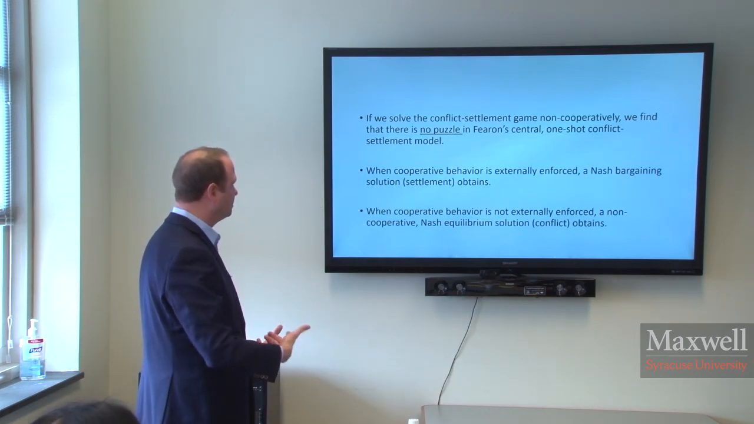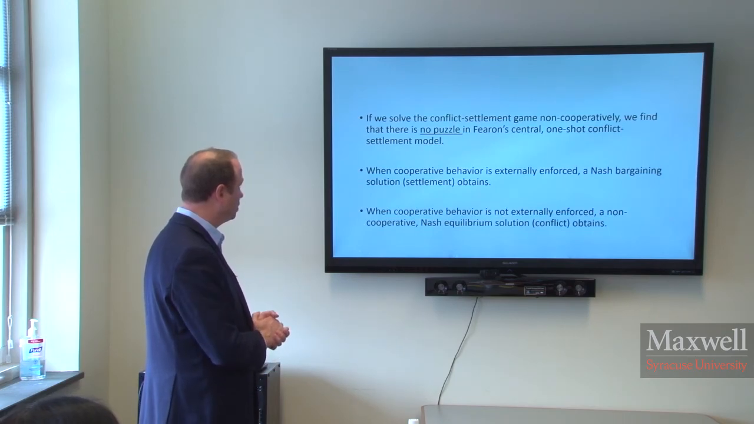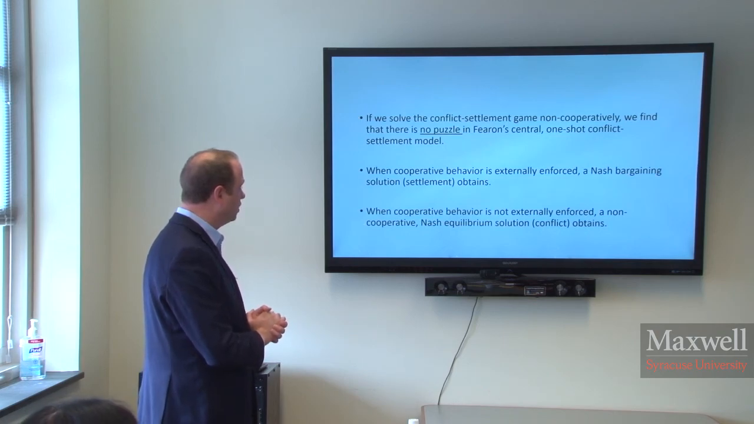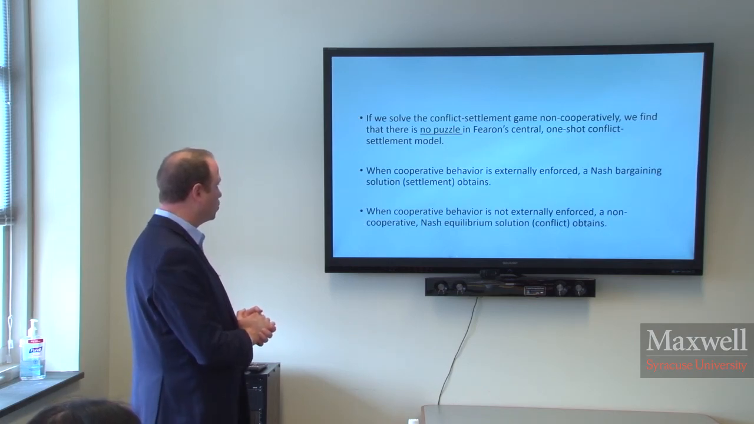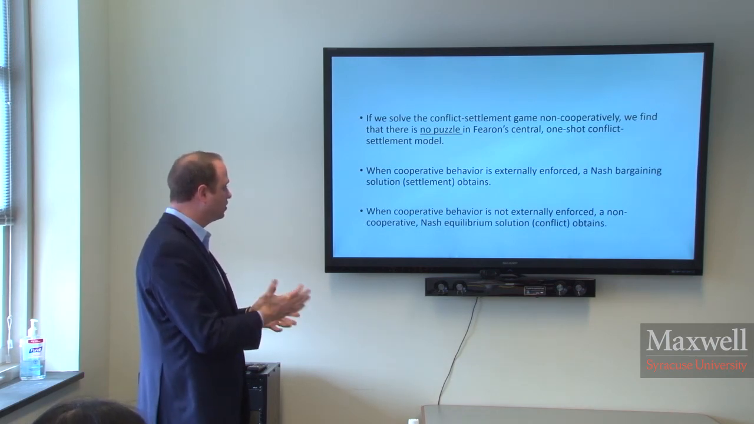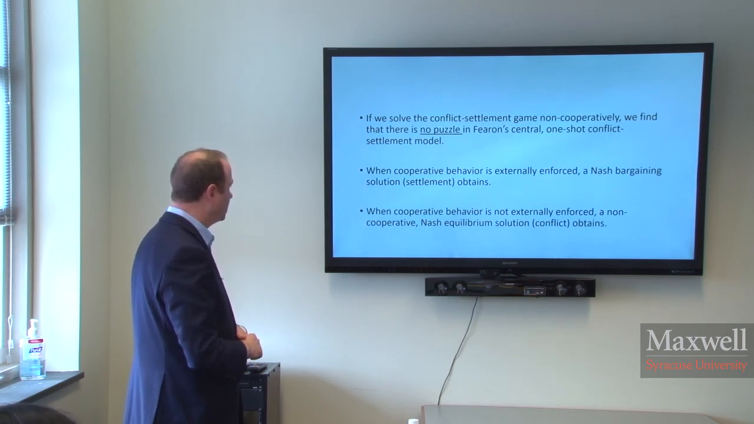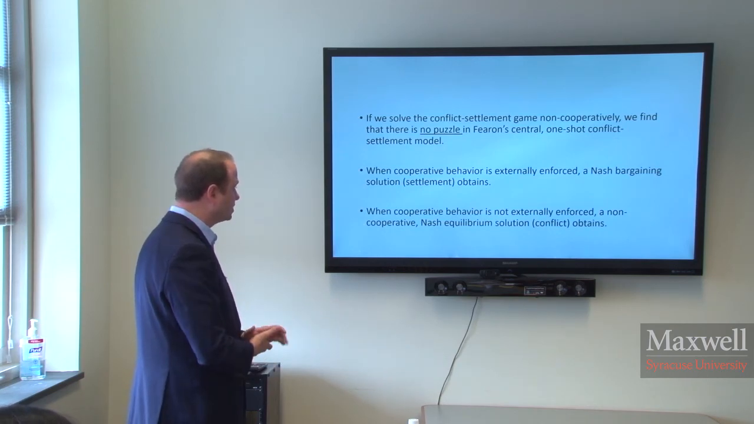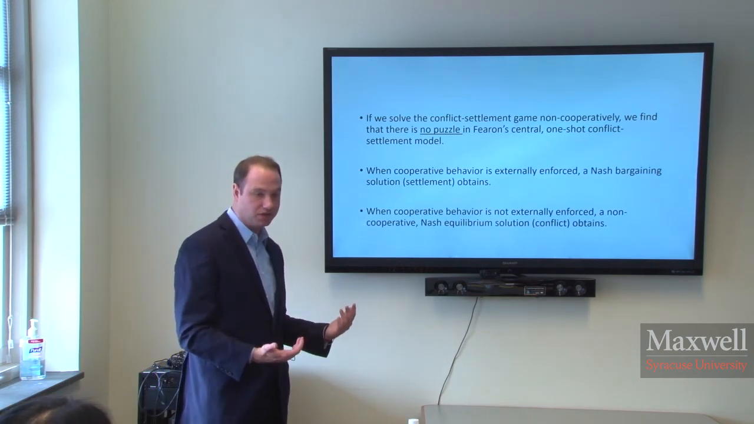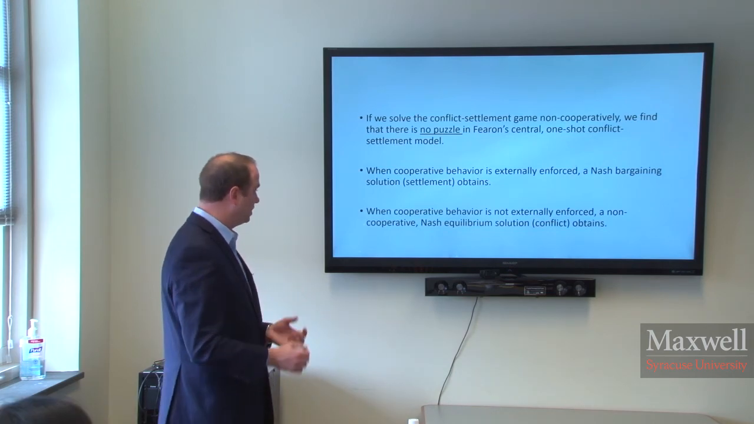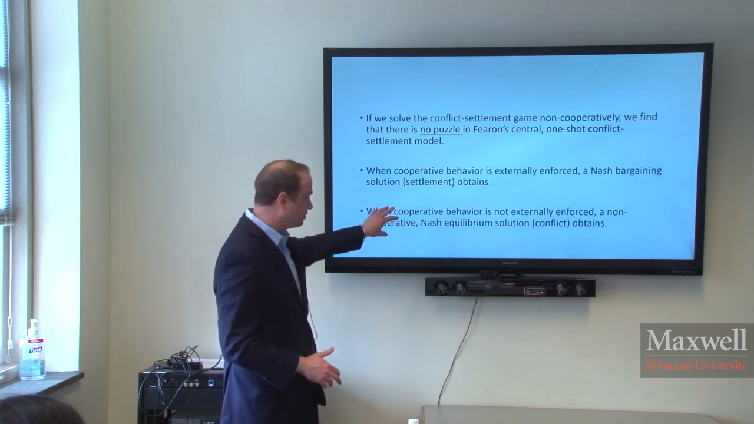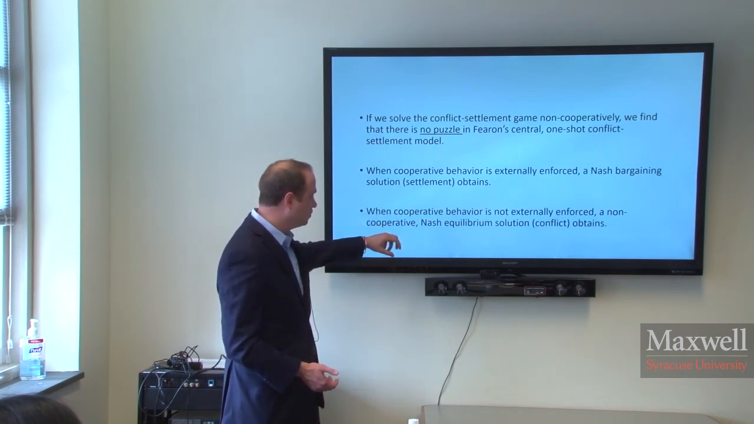So here's then what I have to say about Fearon's central model. If we solve the conflict settlement game non-cooperatively, we find that there is no puzzle in Fearon's central one-shot conflict settlement model. When cooperative behavior is externally enforced, a Nash bargaining solution obtains, or settlement obtains. When it's not externally enforced, a non-cooperative Nash equilibrium solution, conflict, obtains. So sometimes in life we get conflict, and sometimes we get settlement, and I don't think this is the whole story, but in some cases, or many cases even, it might come down to whether or not we have that external enforcement.